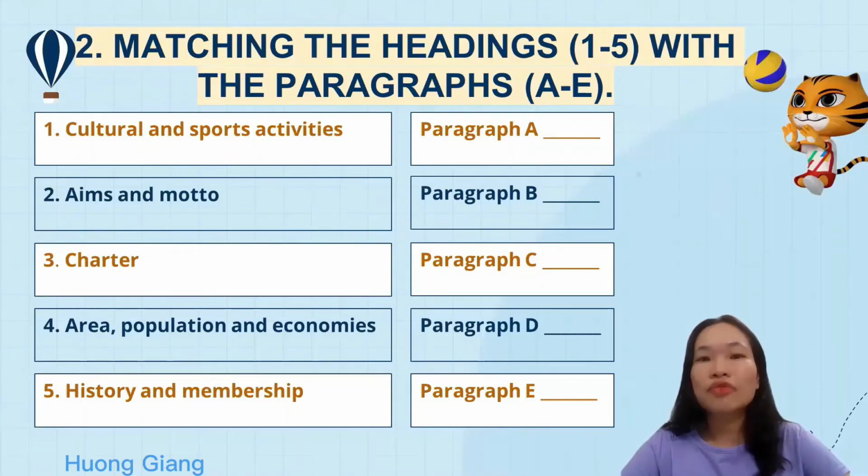Now, in order to help you gain some knowledge about ASEAN, in this activity, you have to read all the 5 paragraphs in the left column, and then you have to match them with the suitable headings on the right. After completing, you work in pairs to compare your answers with your partners, and then I will call some of you to read the answer so that I can correct them. Now you have 10 minutes to finish the task.